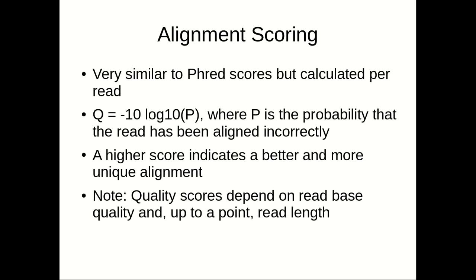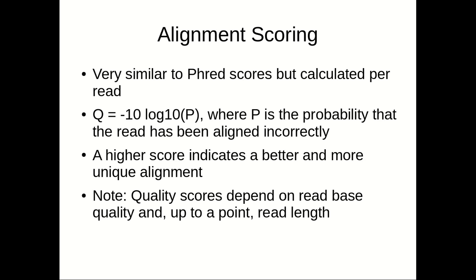And that's really calculated in a way that's unique to each program. But basically, it's going to depend on the read base quality, read length, how unique that mapping is within the genome, and some other factors. So we calculate some probability p that the read has been aligned incorrectly, take log 10 of p multiplied by negative 10, and we get out q, which is our alignment score for that read. A higher score indicates a better and more unique alignment.